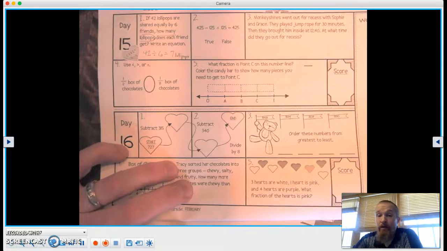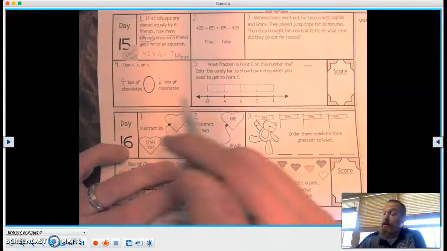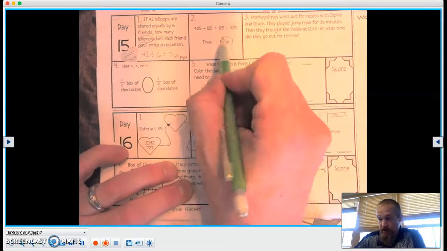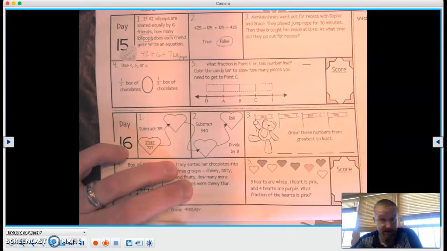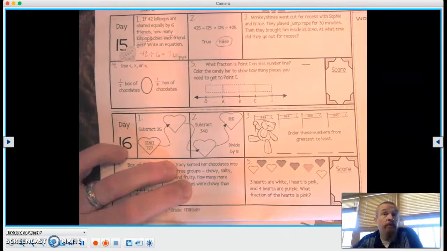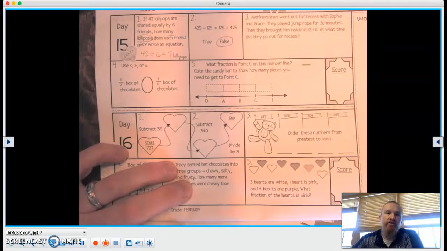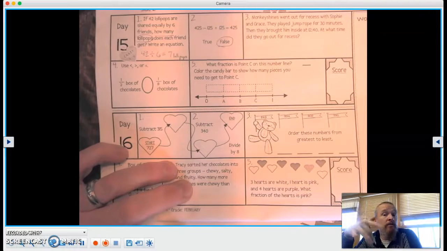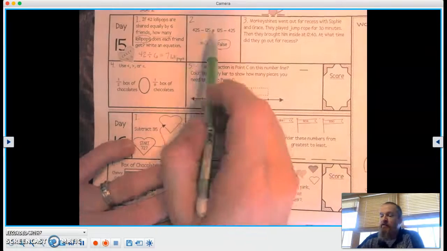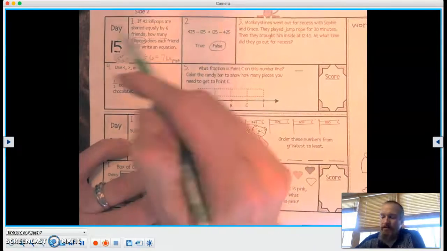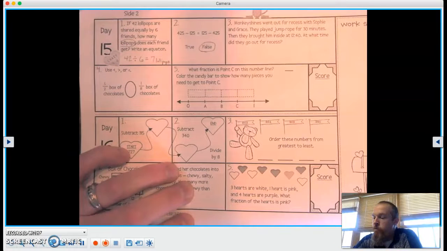All right. Number 2. 425 minus 125 equals 125 minus 425. That is a no. That is a false. That is not right. Okay, we cannot exchange those like we do with addition, similar to how we cannot exchange division like we do with multiplication. Okay, that's the commutative property, but it doesn't work with subtraction or division.